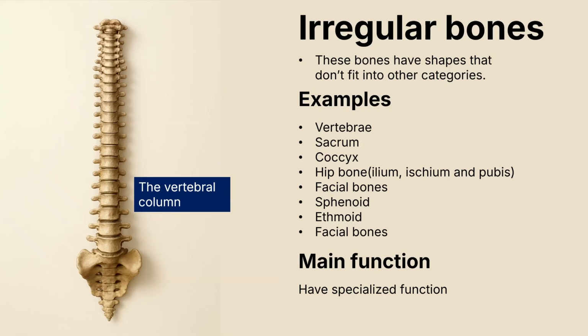Irregular bones. These bones fall in a category of complex, unique shapes that don't fit into long, short, or flat bone classifications. Their intricate forms are adapted for specific roles in their various locations in the body. This classification includes the vertebrae, sacrum and coccyx, the hip bone, skull bones, among others. Due to their complex shapes, they require careful positioning to obtain high-quality images.